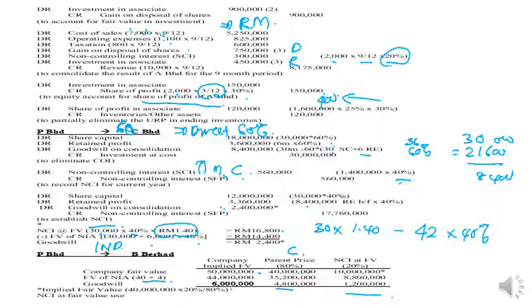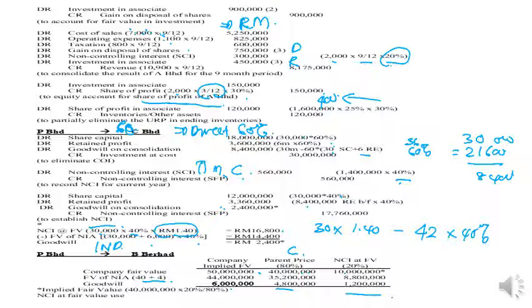Then this one is to eliminate the URP. The URP that we already calculated here is 400, but from that 400, since P only has 30%, you need to times with 30%. So you're going to have 1200. This one records the URP, partially. That one is between P and A. The next one is P to C.